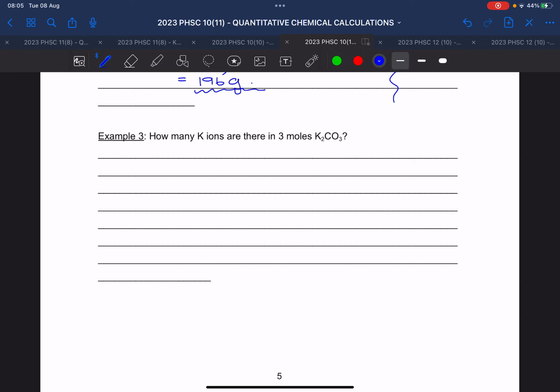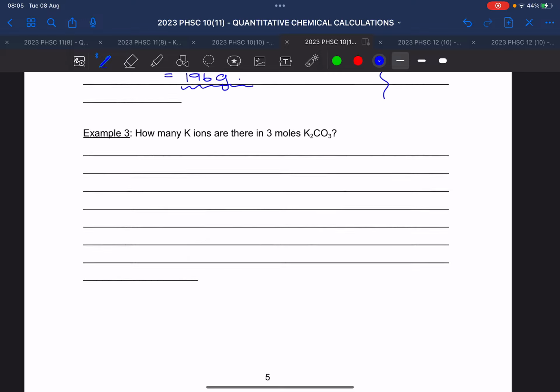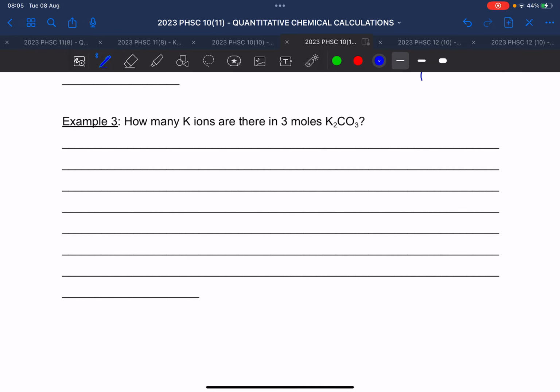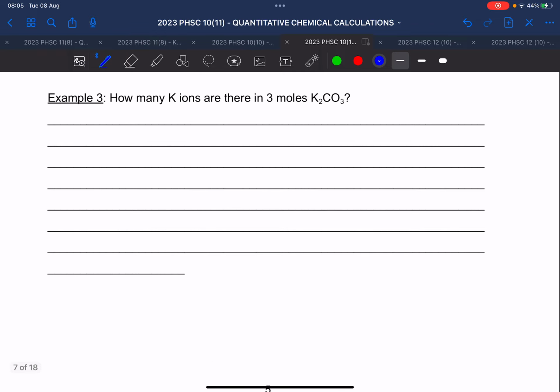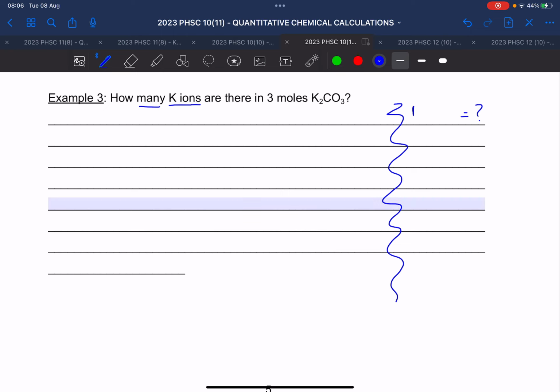Okay, so they asked there on page 5, how many potassium ions are there in 3 moles of potassium carbonate? Okay, so let's start with an info table. They ask how many potassium ions. What symbol goes with that? Like, did they ask the mole of potassium ions? No. How many potassium ions? What symbol goes with that? The big N. They want the number of ions. Potassium ions specifically.